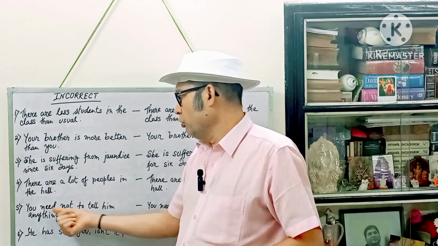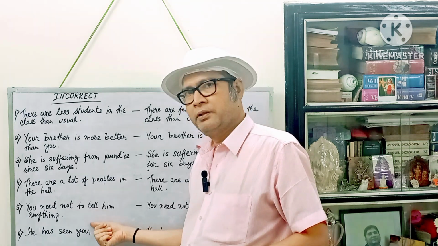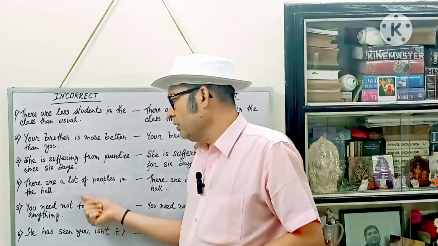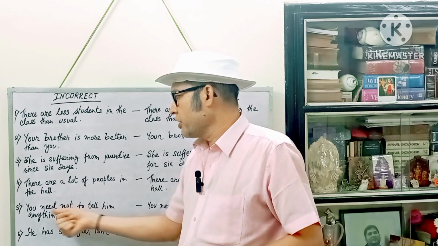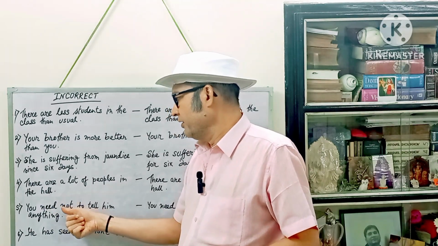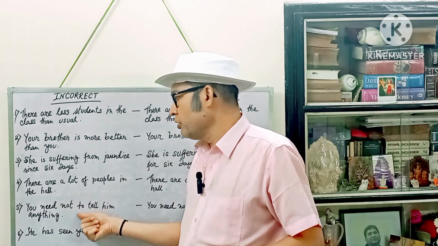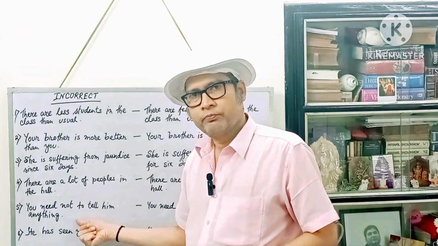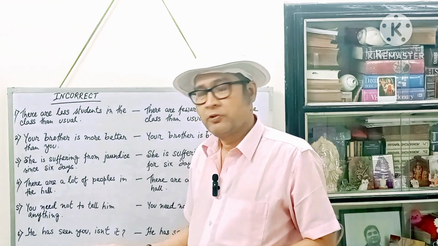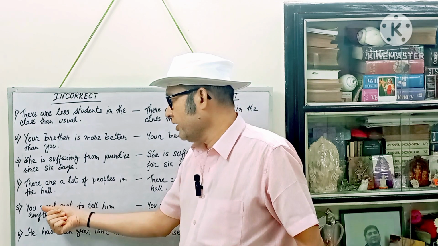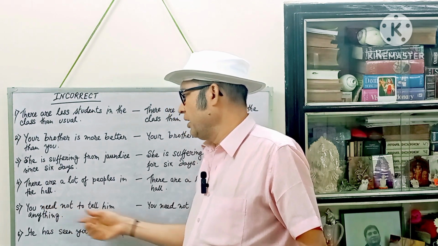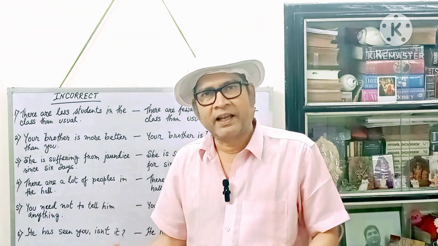You see, you need not to tell. This "to" is the mistake. Because after need not or needn't, we do not use the infinitive "to". We cannot use it. So what should be the correct sentence? You need not tell him anything.